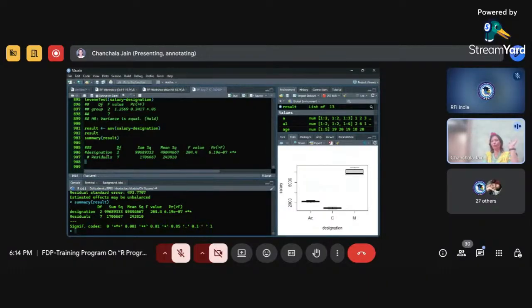We need to draw the conclusion on the basis of the p value, which is 6.19 times 10 to the power minus 7, right? Which is very small. So here you can see the 3 stars. The meaning of 3 stars is written here. That means at 0.001 level, these ANOVA results are significant. Is it clear?